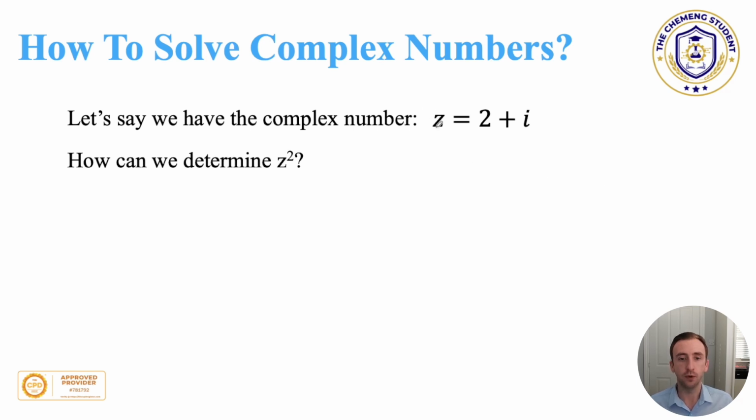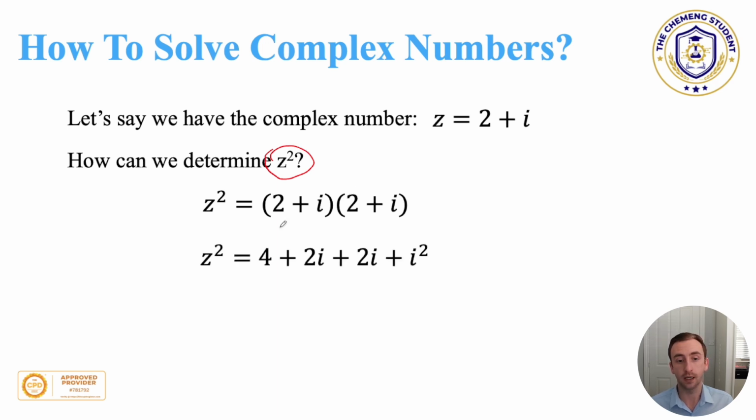So say for example we had z is equal to 2 plus i. Then if we want to determine z squared, how would you go about this? Well, we know that z squared is simply z times z. So we have two brackets multiplied together. If we multiply these out, then we end up with 4 plus 2i plus 2i plus i squared.